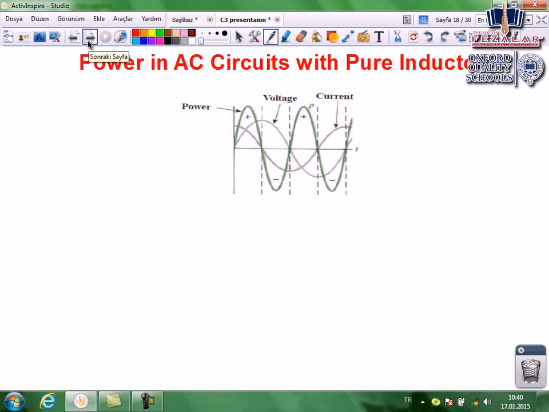Now power in an AC circuit with a pure capacitor. For a pure capacitor, when energy is applied to a capacitor, it stores energy as an electric field between its plates. Then it discharges and gives energy to the circuit again. So if there is no resistance, this interchange of energy will be continuous. So if there is no resistance, there will be no dissipated energy. So we can say power in an AC circuit with a pure capacitor is not consumed. There is no consumed power.